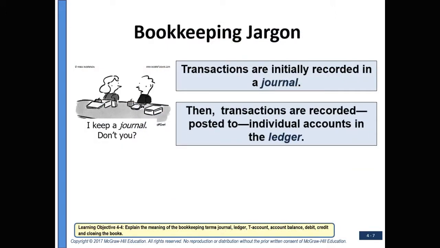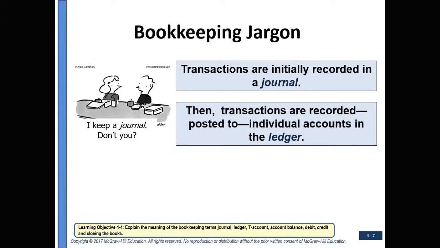We're going to start talking a little bit about some of the terminology and what we call the jargon. And this is often referred to as bookkeeping jargon. This is a review, and it's a relatively quick review because you covered all of this a little bit more in depth in your ACC 121 classes. I believe that's chapter 3.